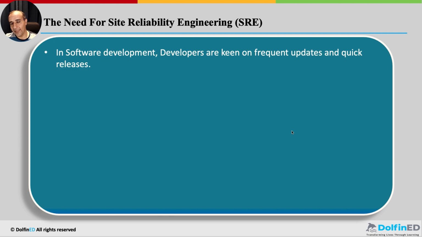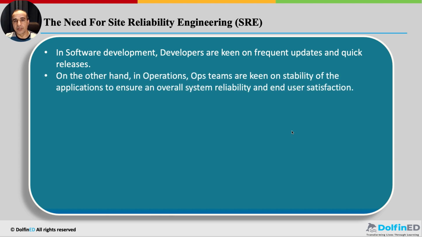So why do we need the SREs, or why do we need site reliability engineers, basically? There is one thing that is a fact. In software development, developers are keen on finishing and pushing their code quickly, so doing more frequent releases. While the operations team are always keen on the stability of the system more than deploying every time there is a new release, just go ahead and deploy it.